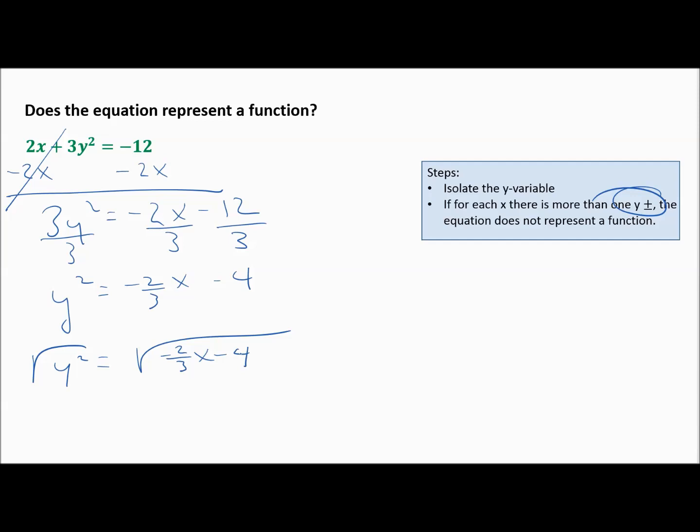Now, some of you know right off the bat, if you take the square root of an equation, if you use the square root as a tool yourself to solve an equation, you must write plus or minus. And that's because when you have an equation that says y squared equals something, whatever you plug in for y could be positive or negative and still give you that answer.